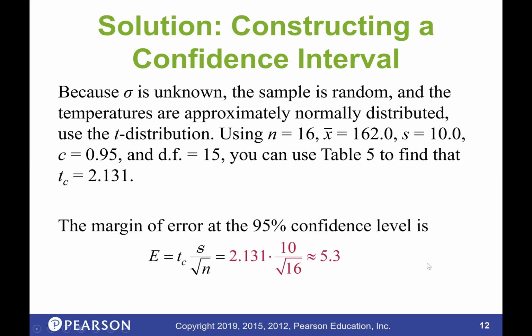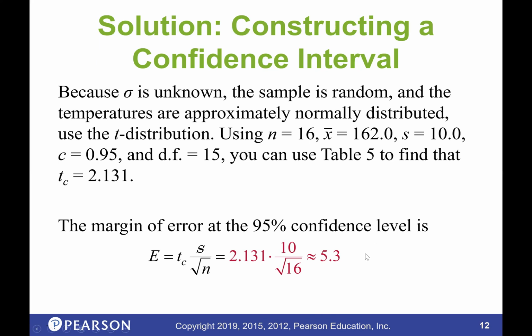Then we've got to find the margin of error, of course, at 95%. Since I know my t value, 2.131, I plug it in times the standard deviation of 10 divided by the square root of 16. All right, 5.3 is good. Tell me when you get 5.3. Thumbs up if you got 5.3, and thumbs down if you need some help.